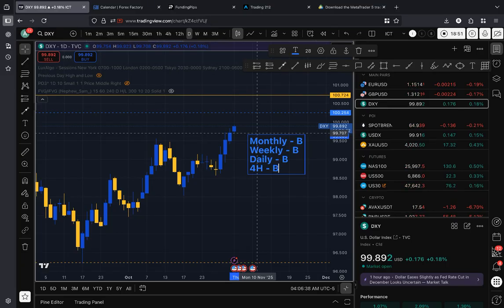Trade with caution. Now, here's the thing. For example, if I see that I have 2 out of 4, but one of those is a monthly, I may be more inclined to still take a trade. I'll give you an example. Say I have monthly bearish, so monthly is telling me I should sell. The weekly is telling me to buy. The daily is telling me to buy. The 4 hour is telling me to sell.